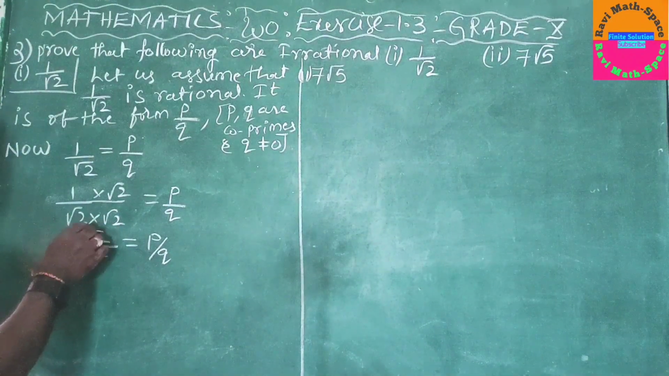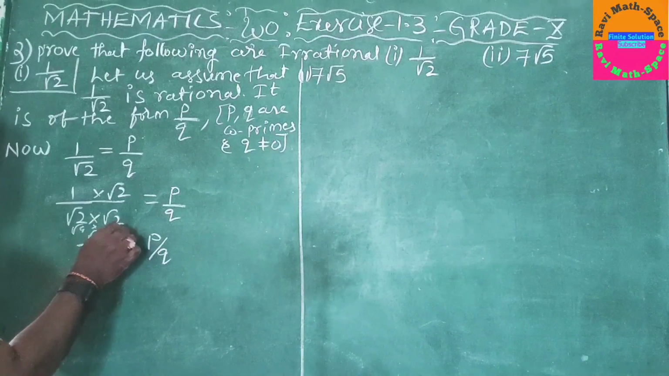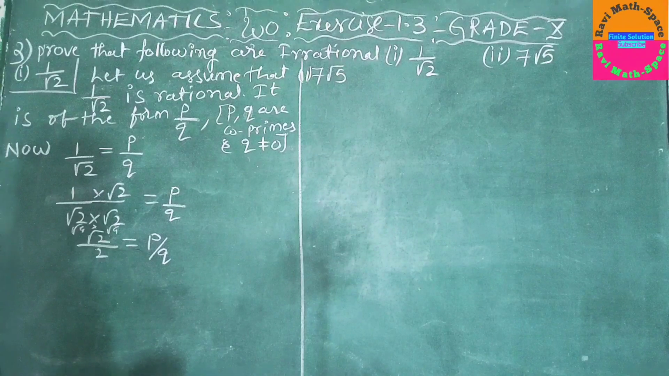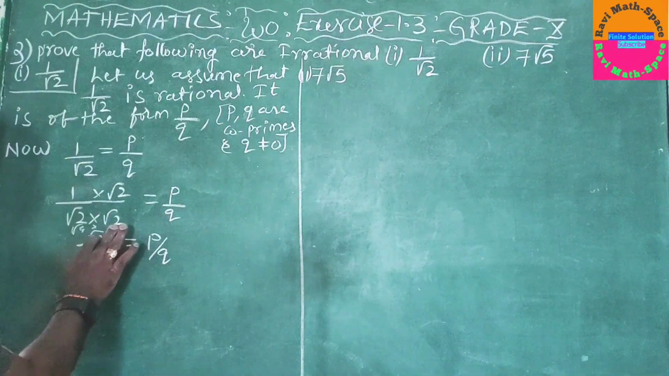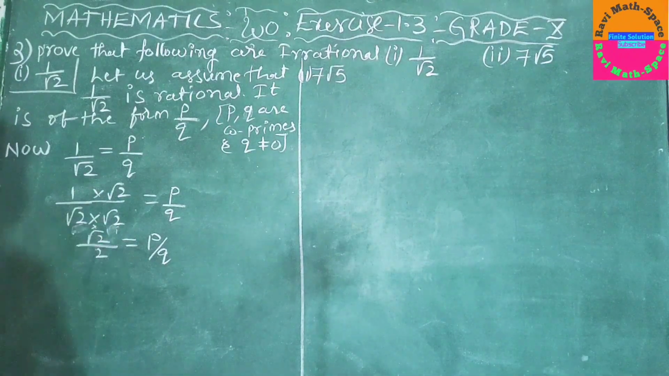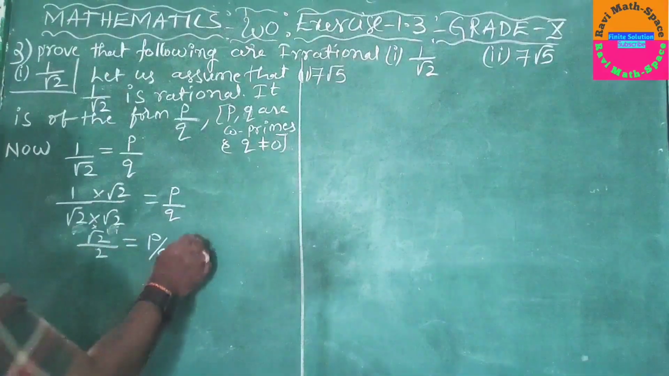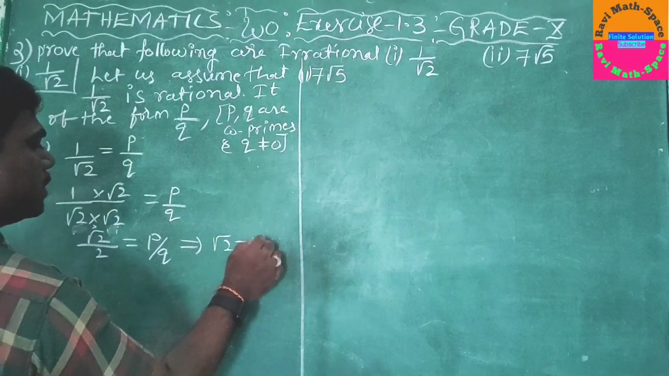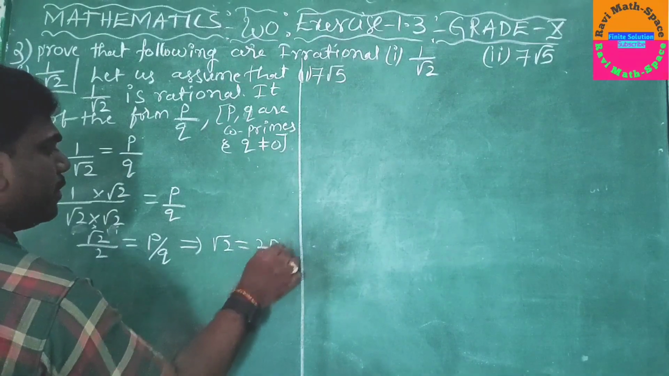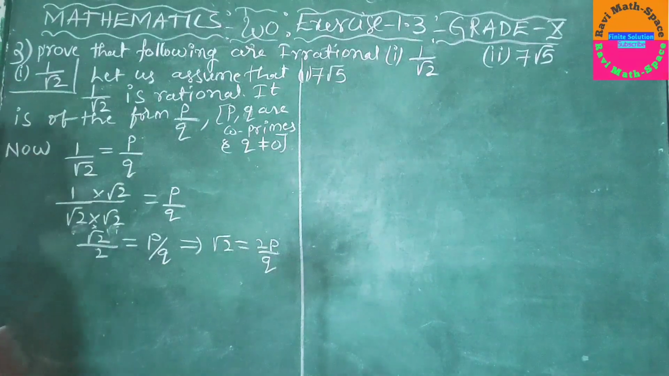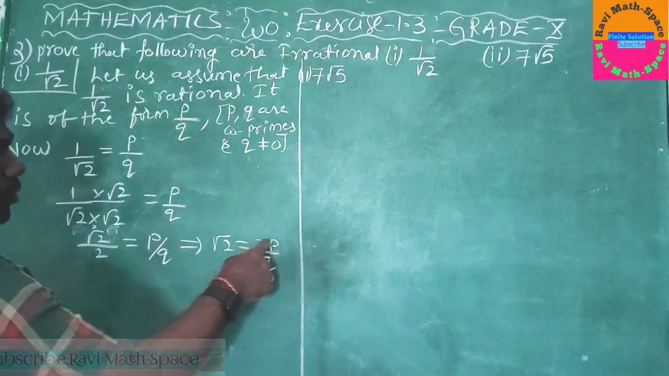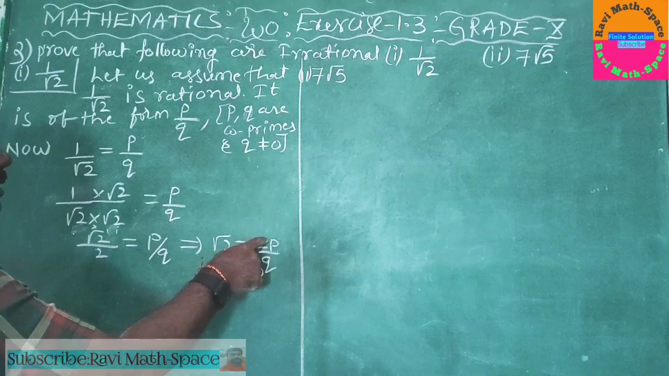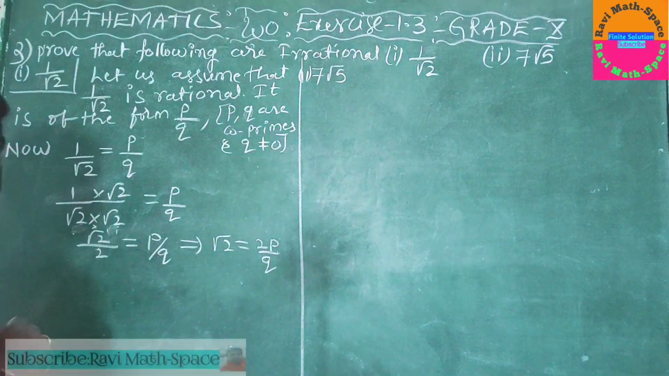So it is root a into root a, which is root a square, which is nothing but a. Already we know this. Now what should we do? Just transpose to this side. Therefore root 2 is equal to 2p by q. Already we know 2p is an integer and q is an integer. Both are integers, so it is a rational number.